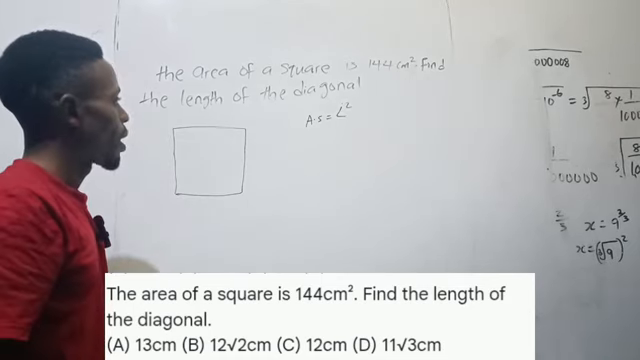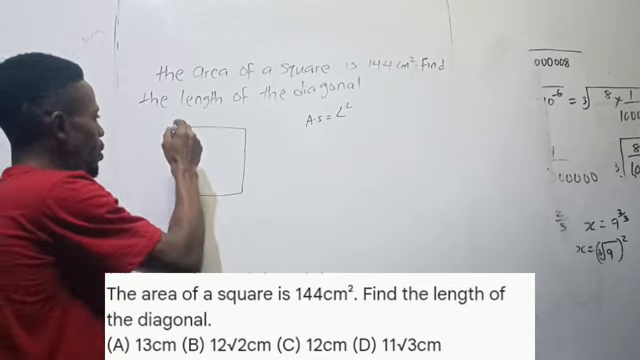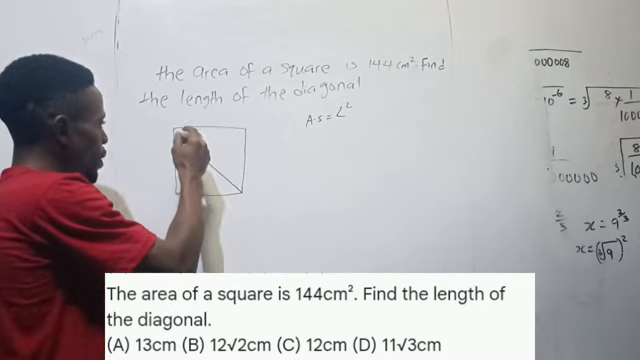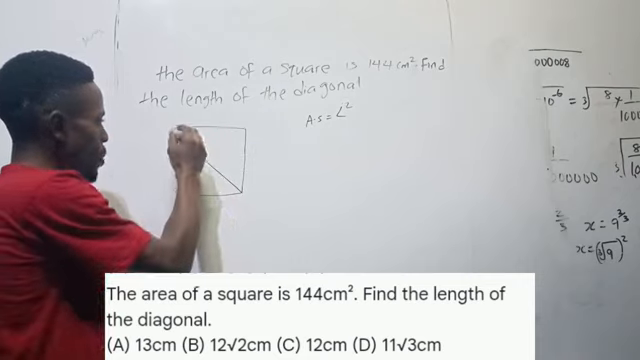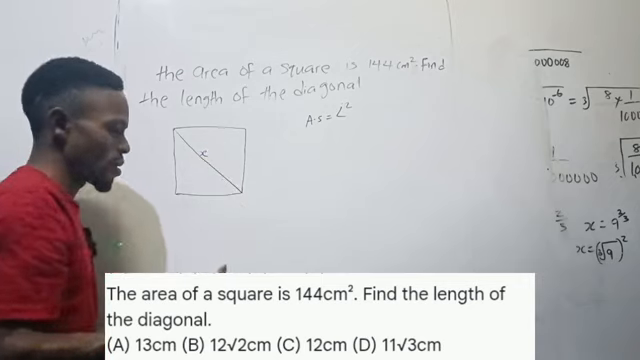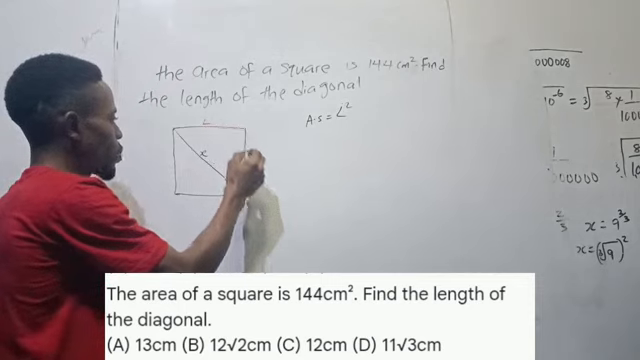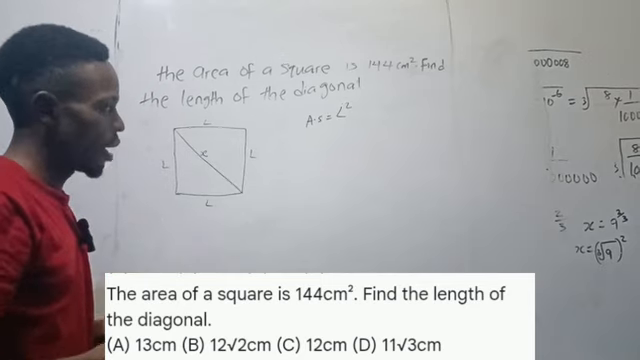Now the question says to find the diagonal. The diagonal is a straight line joining one corner of a shape to the opposite corner. From this part to this part is the diagonal of this square. Let's say the diagonal is S. Right here is the length of the square, the length of the square, and the length of the square.